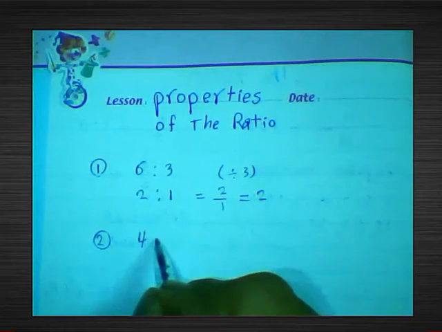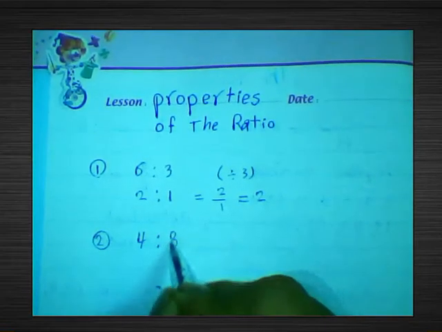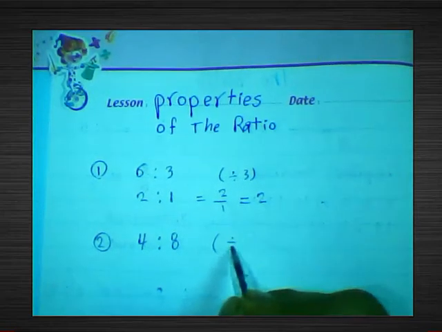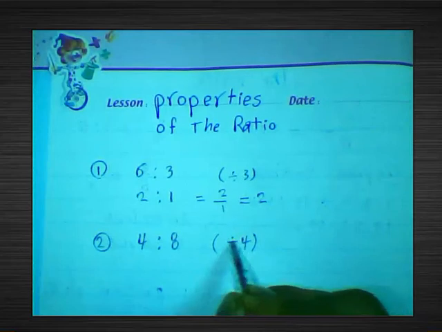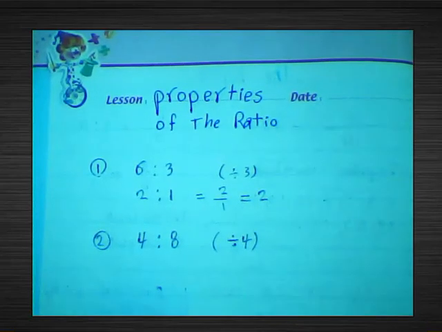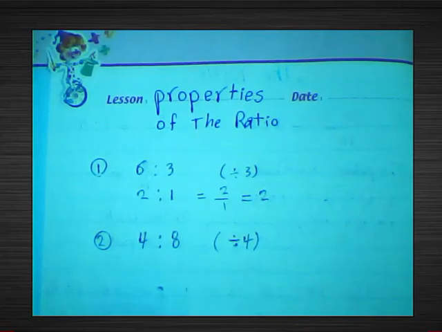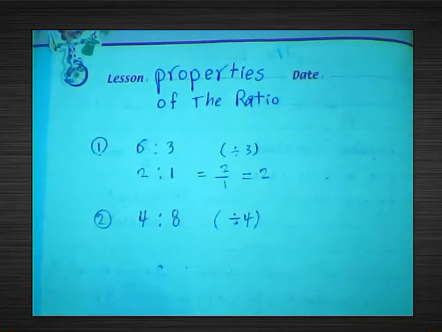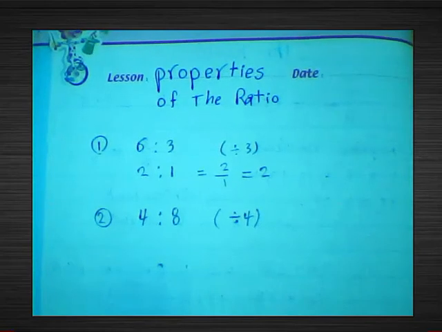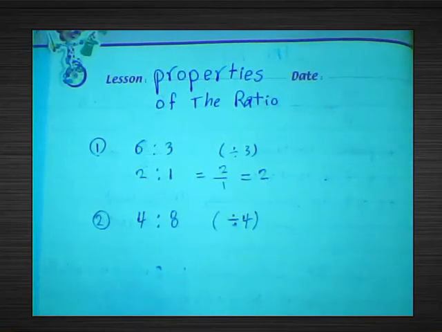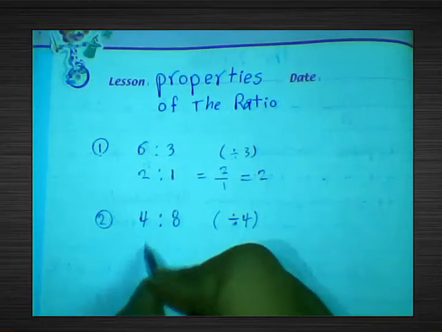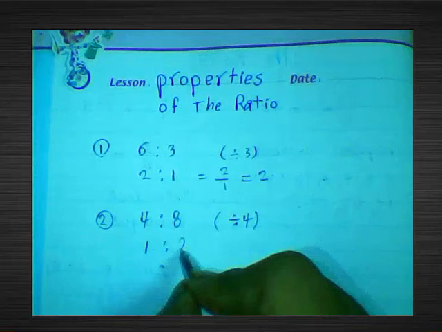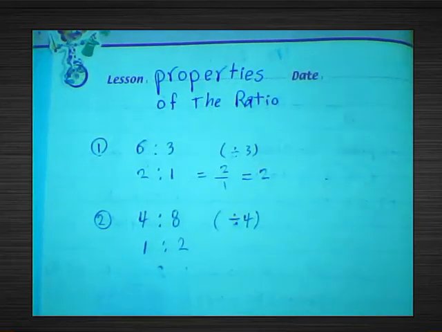4 to 8. We can divide it by 4 because 4 is the highest common factor, HCF. 4 divided by 4 equals 1. 8 divided by 4 equals 2. Another example.